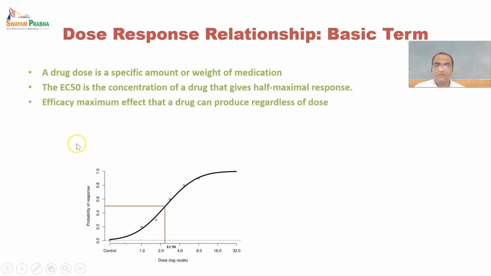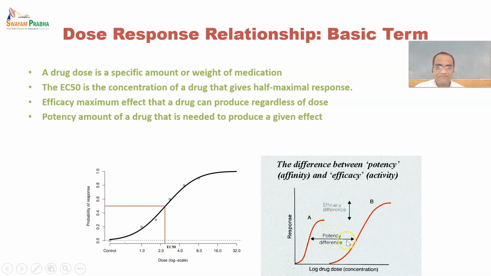After that, some terms like efficacy. In earlier lectures we have seen what efficacy and potency are, so again we will see it. Efficacy is the maximum effect that a drug can produce regardless of dose. It can be understood by the graph once again. And potency is the amount of a drug that is needed to produce an effect.